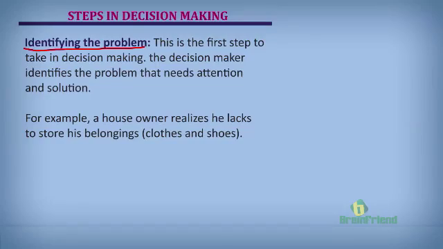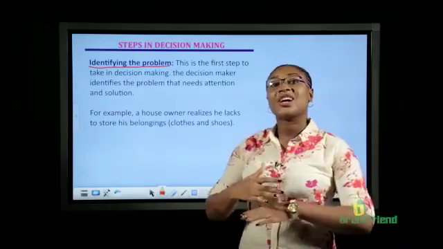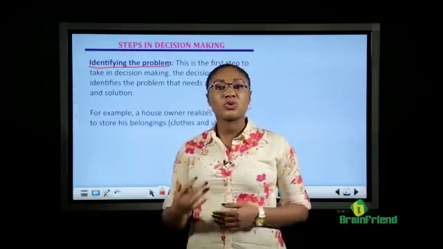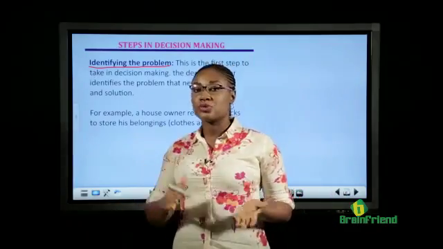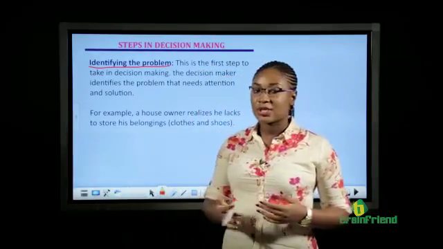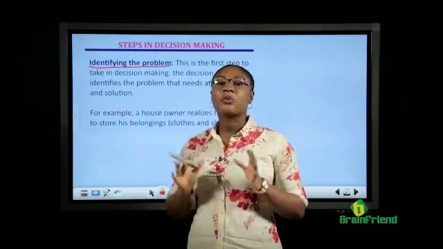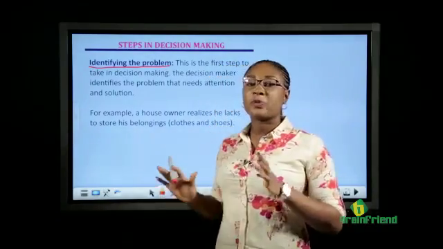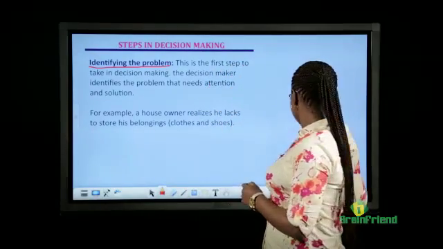For example, let's use a house owner. He has realized that he doesn't have enough space to store his clothes, his belongings, either his clothes or his shoes or his clothing accessories, as the case may be. So this is actually a problem. Let's see how we'll be able to solve this problem using the decision-making steps.